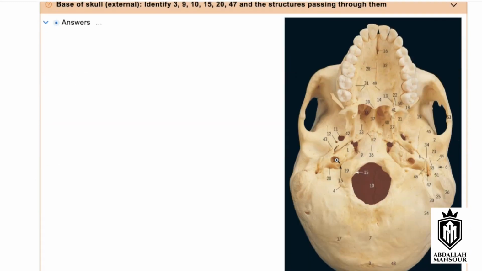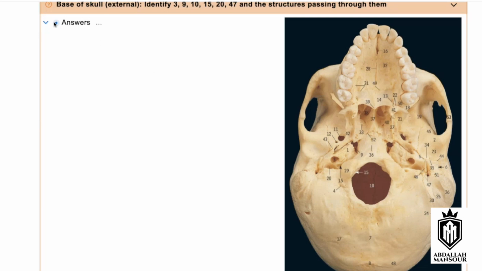And in terms of the base of the skull, can you tell me what are the contents of number 3? 3 is the carotid canal, and the contents are sympathetic trunk, internal carotid artery, deep petrosal nerve, and emissary veins. Okay. And what are the contents of 11? 11 is the foramen ovale, and the contents are otic ganglion, mandibular division of trigeminal nerve, accessory meningeal nerve, lesser petrosal nerve, and emissary vein. Okay. That's fine. And 47, what is that? 47 is stylomastoid foramen.